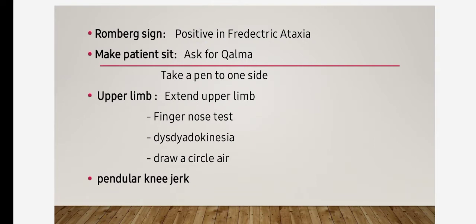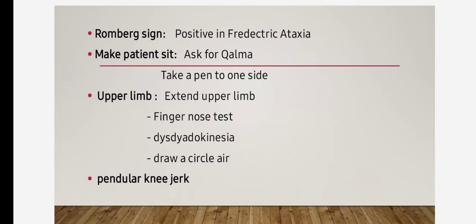It would be positive in case of Friedreich ataxia. Check the back quickly for kyphosis. This is also for Friedreich ataxia. Now make the patient sit and ask for kalma to check dysarthria, which would be present in case of acute cerebellar ataxia, and explosive speech in case of Friedreich ataxia. Take a pen to one side and hold for a few seconds to check for nystagmus in case of cerebellar ataxia.